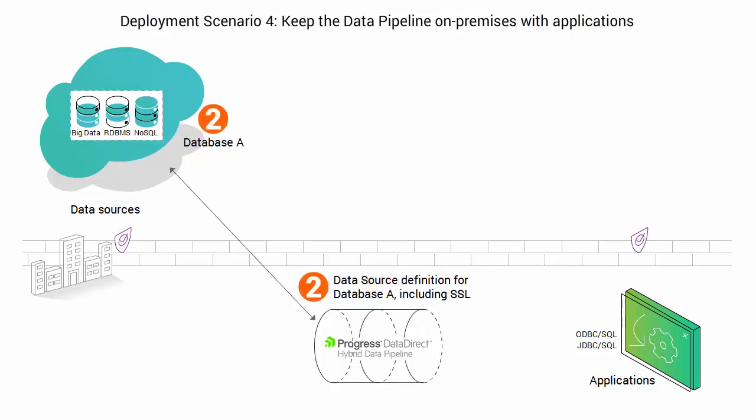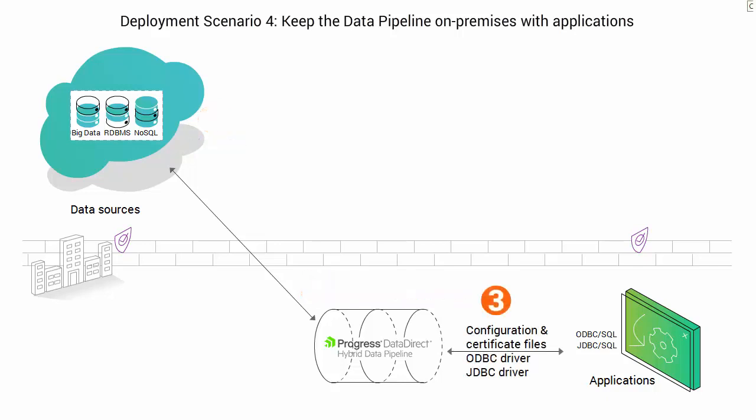Create a data source definition. Because data is crossing the internet, you'll need SSL, but in this case, you'd configure SSL in the data source definition. Then, download the appropriate driver installer and copy the configuration and certificate files to the same directory. Install and configure the driver. Finally, configure each business app to use the appropriate driver.